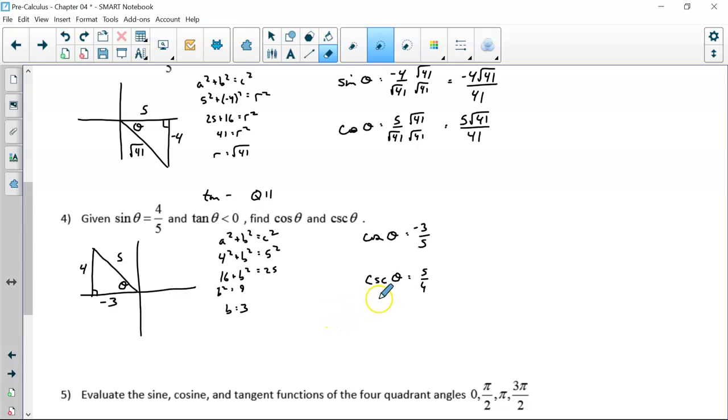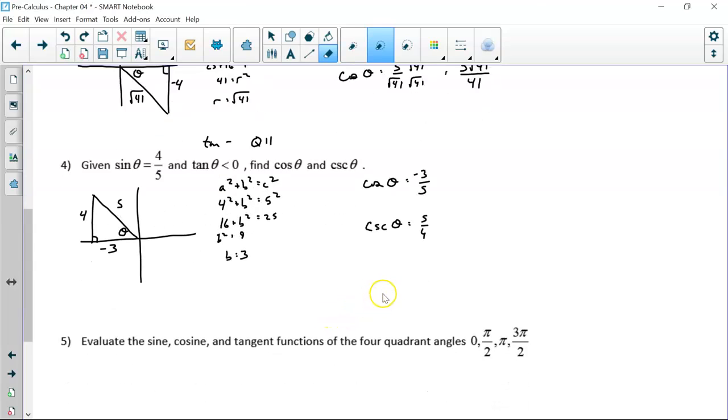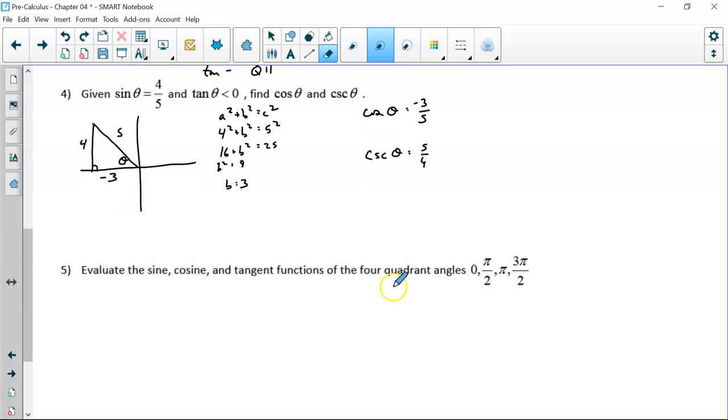Now we're going to look at the quadrant angles. Now remember our quadrant angles. Here's 0, pi over 2, pi, and 3 pi over 2. So these values here are 1, 0, 0, 1, negative 1, 0, and 0, negative 1. That's going to help us find the sine, cosine, and tangent.